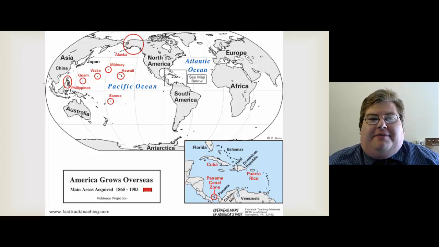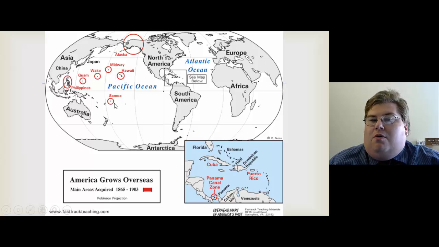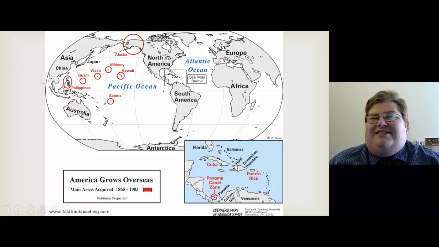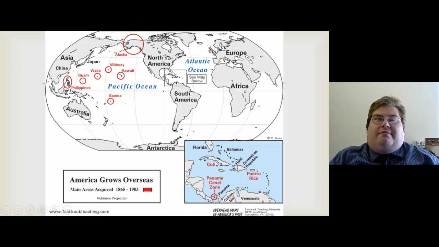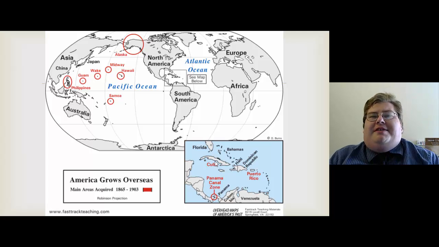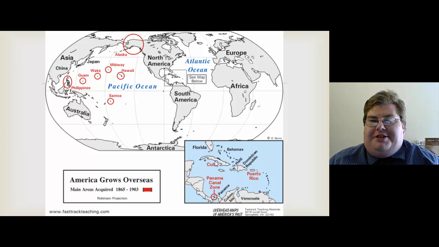And if we look here on this map, what we're going to see is between 1865 and 1903, we're going to add Alaska, Hawaii, Midway, Samoa, Wake, Guam, the Philippines, the Panama Canal Zone around 1903, Puerto Rico, and we're going to get dominion over Cuba. Cuba will become something of an American protectorate. Now, part of why we do this is to project our national influence. We're trying to break out onto the world stage.